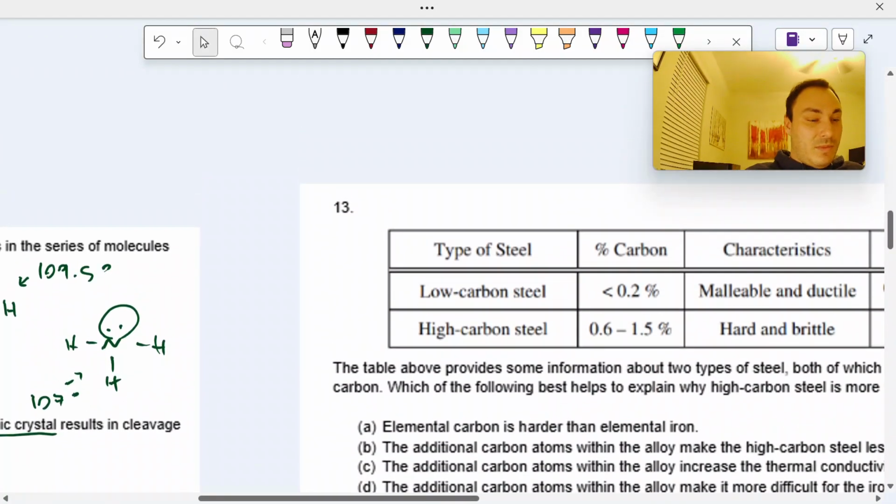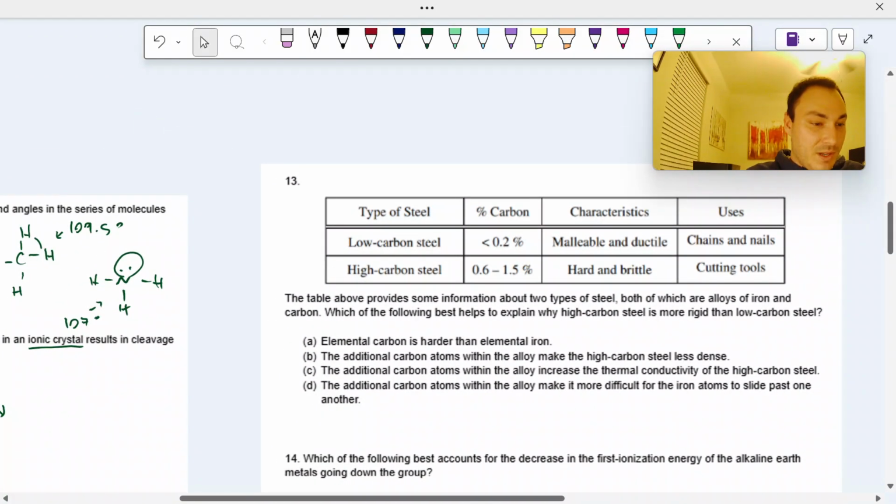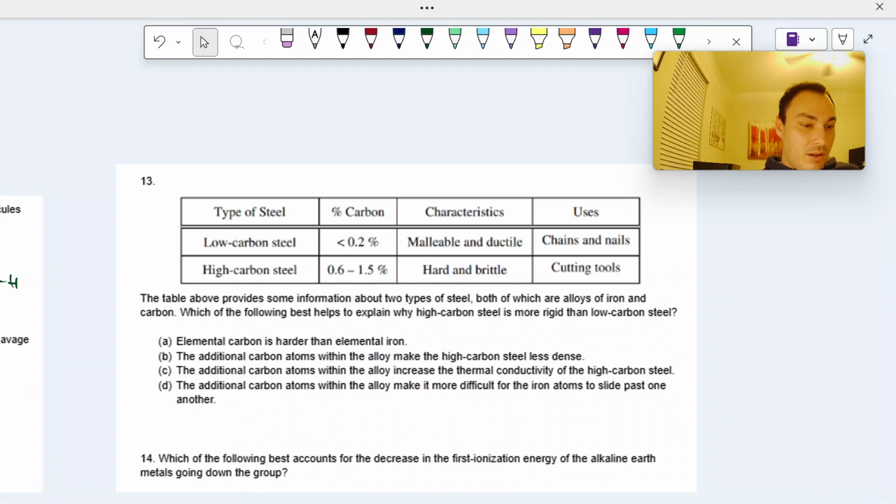All right, last two. We are very close. Let me go back out. The table provides some information about two types of steel, both of which are alloys of iron and carbon. Which of the following best helps explain why the high carbon steel is more rigid than the low carbon steel?